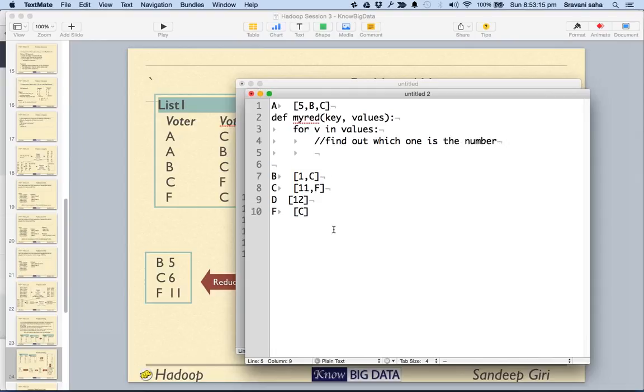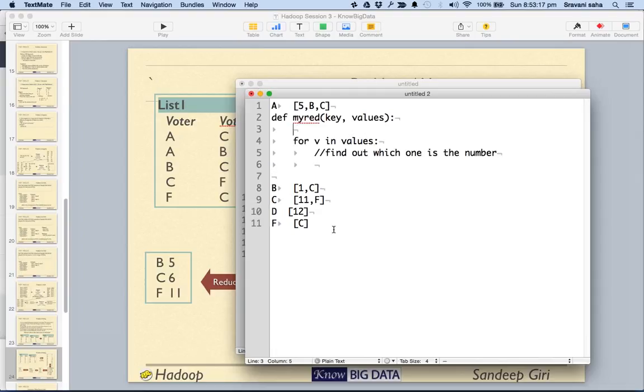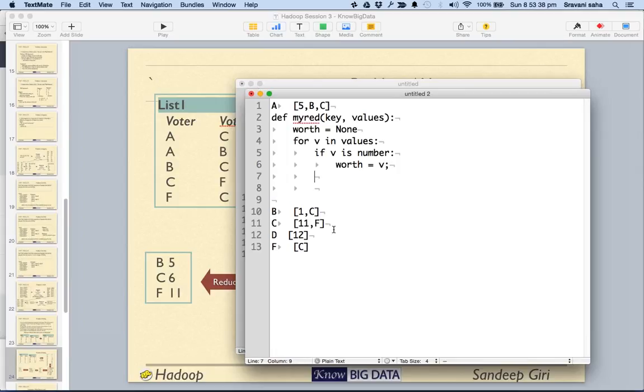Okay, and then that becomes our worth. Okay, worth equals none, and then if, so here it will say something like if v is number, then worth is your number, worth equals v. Okay, and then break.